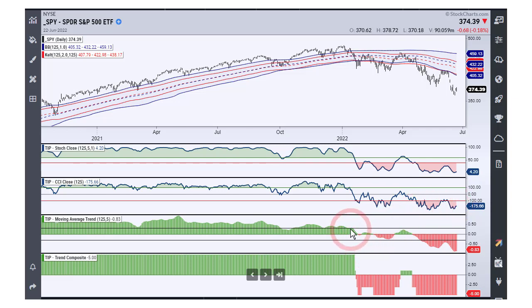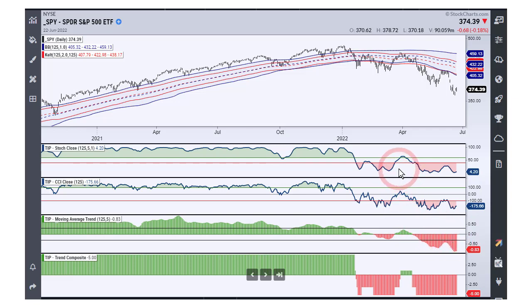And then I've got the direction, the trend of the moving average. This is a 125-day moving average, and it's the 5-day rate of change. And you can see it's a little more whippy than the others. When it goes below zero, the moving average is falling. When it goes above zero, the moving average is rising. But currently, the moving average is falling.